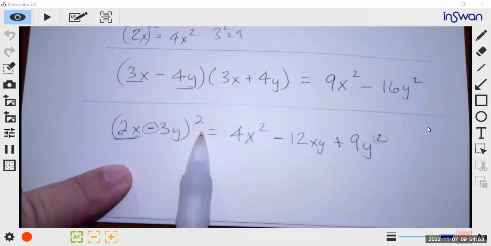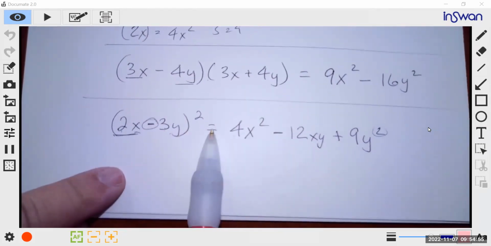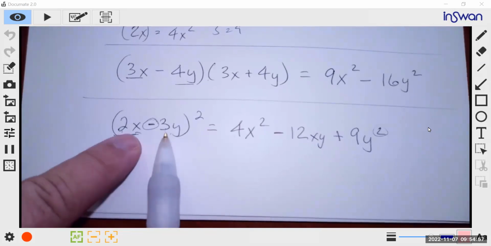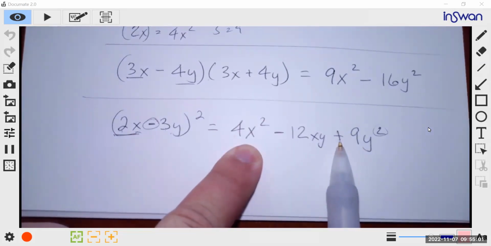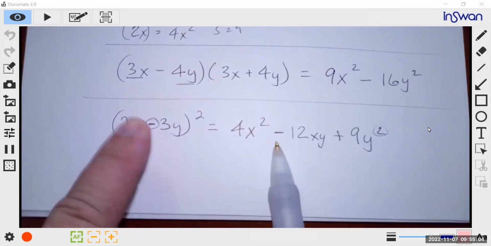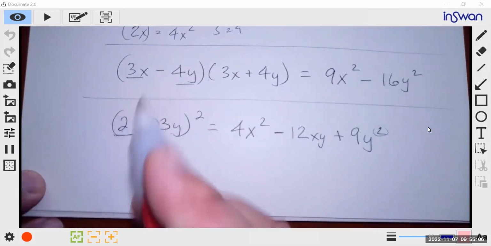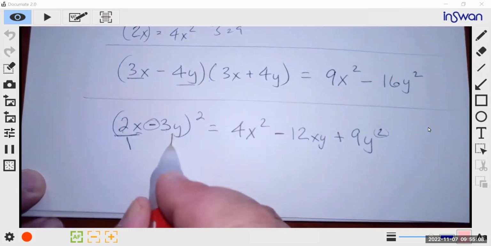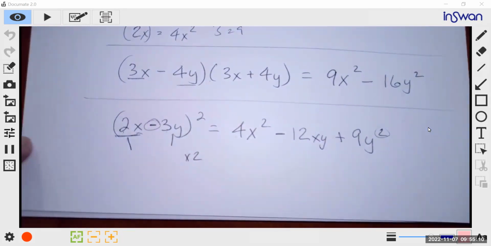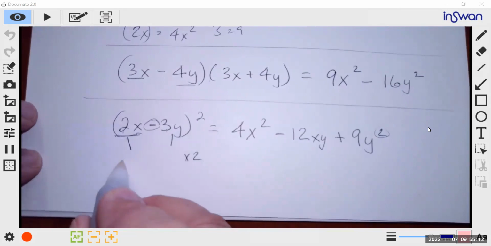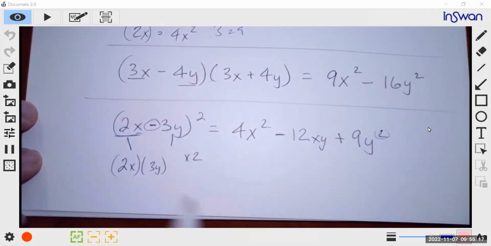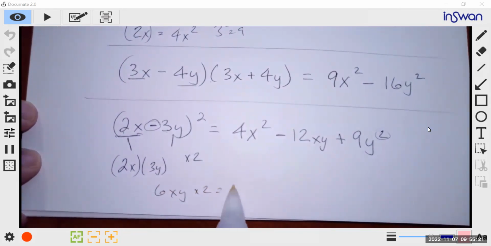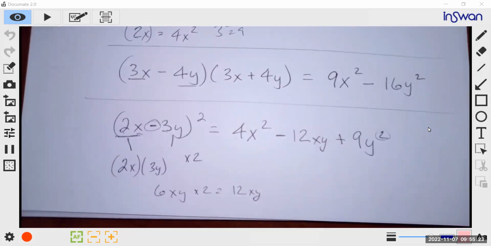But when I have a perfect square, I had to square the first and last. The second sign is always a plus. The first sign is whatever's in here. Then take this number times this number times 2. So 2x times 3y. 2 times 3 is 6. x times y times 2 is 12xy.